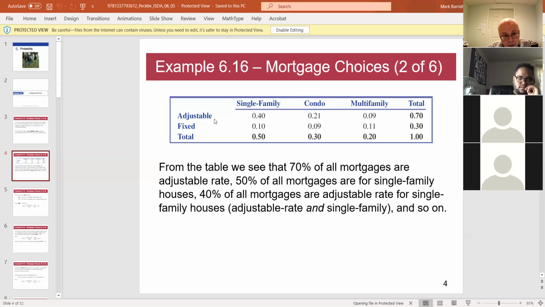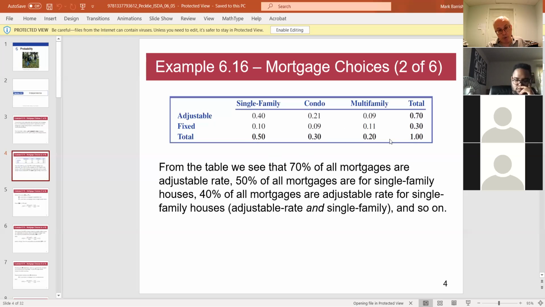Now, if you needed to total the columns and total the rows, these would be called marginal probabilities. Marginal, because they're in the margins. So the column totals are the marginal totals for the columns, and then you have your row totals, the row probabilities for the different types of mortgages. Notice that if you add up these 3 column totals, it comes out to 1, and if you add up the 2 row totals, it adds up to 1.